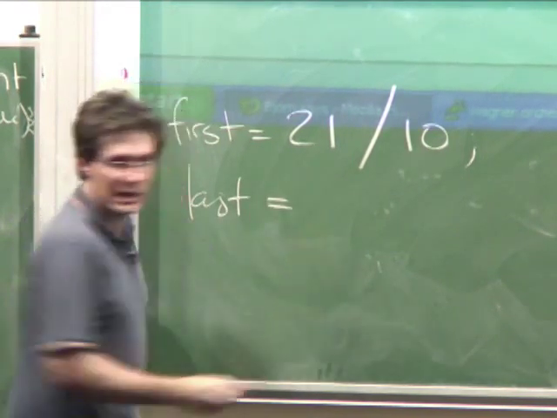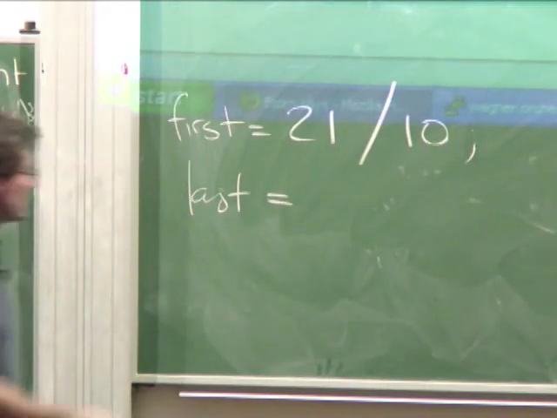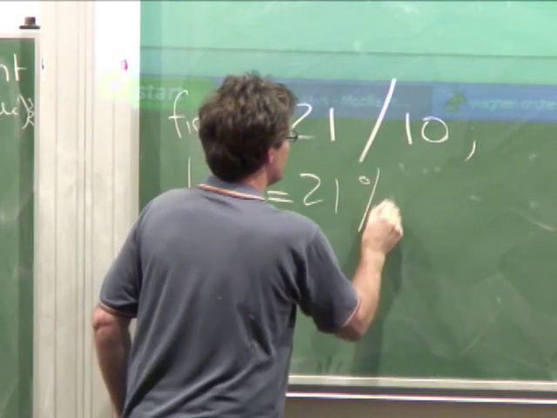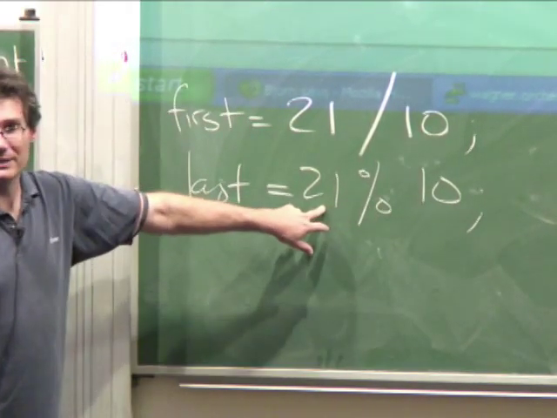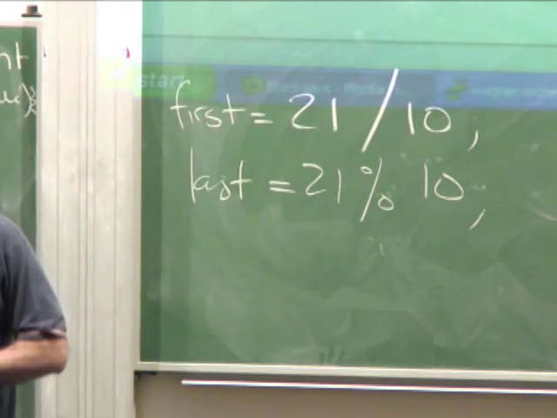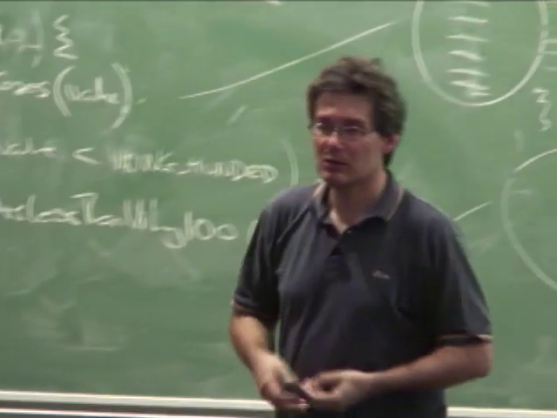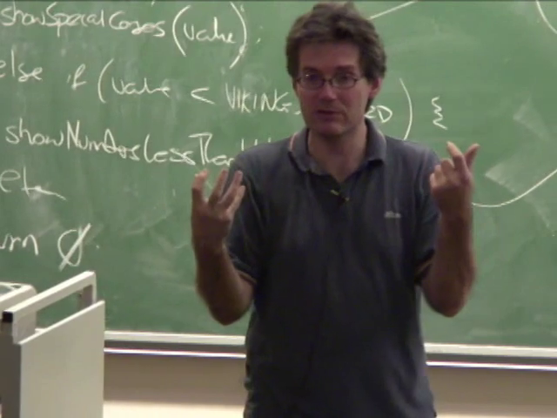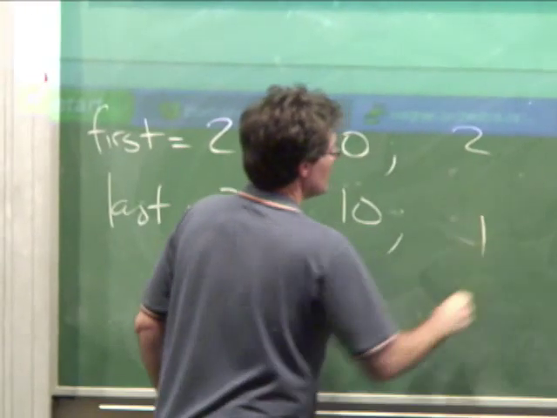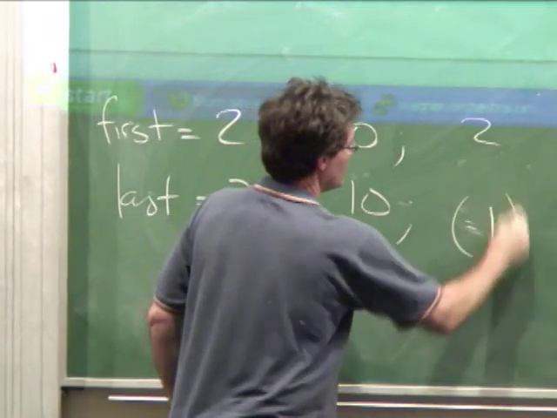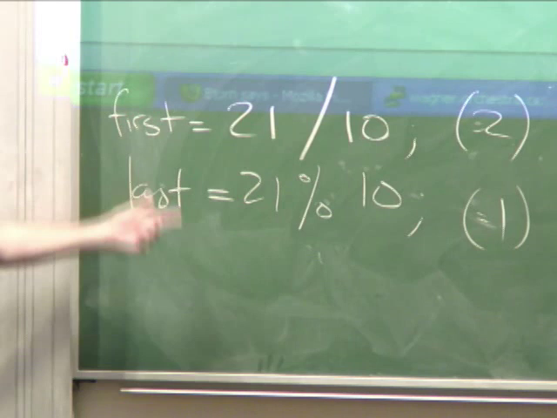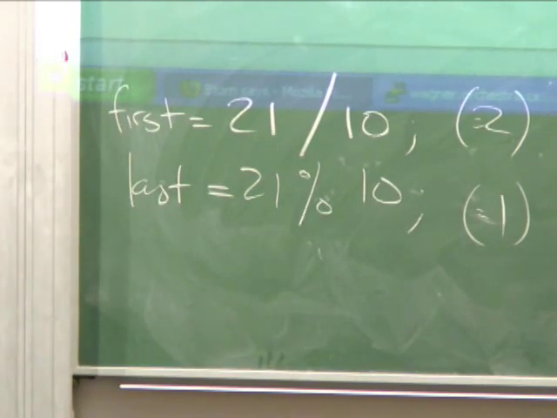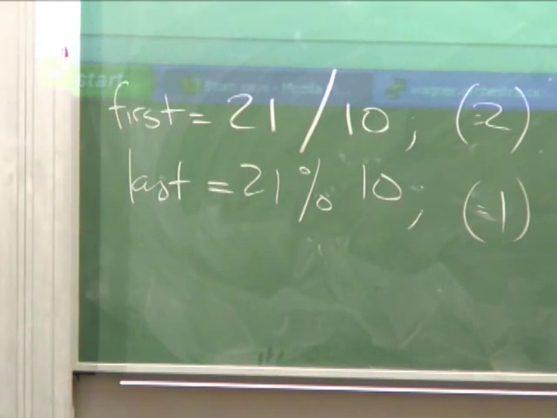The last digit equals 21 mod 10. Remember, mod says, what's the remainder after you've divided it by 10? If you take 21 and you divide it by 10, what's the remainder? Well, you've got two whole tens with a remainder of 1. So the remainder is the last digit. Okay, so you use this code to split your number into bits. Is everyone cool with that?